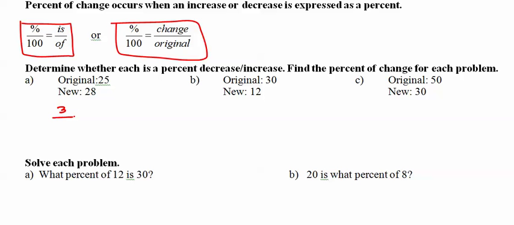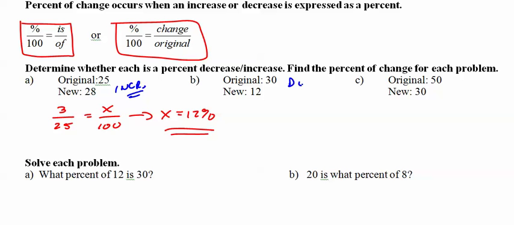3 out of 25 equals x out of 100. Work that out and you will get x equals 12%. Percent means divide by 100, so we've already divided by 100, so we can just write that. Original is 30, new is 12. So it has gone down by 18. Yeah, this is a 12% increase. I suppose I should write that in. Increase, decrease.